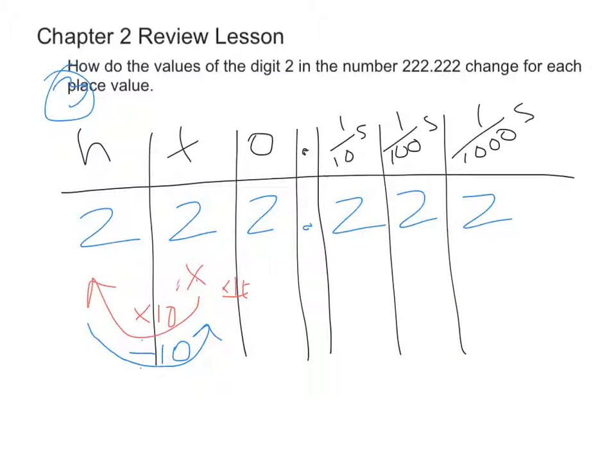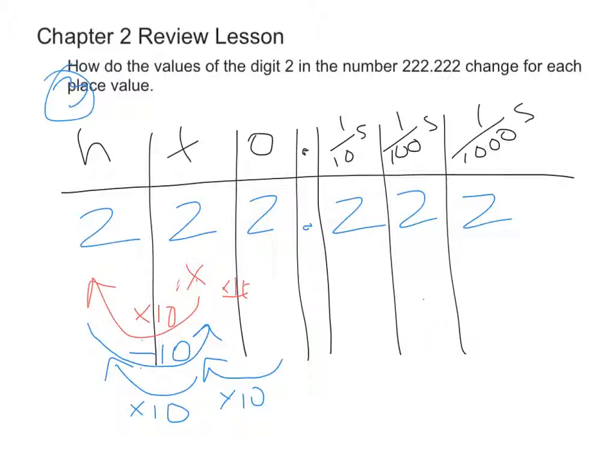Okay. So what I noticed was every place to the left was 10 times greater than the place before. Or if I went the opposite direction, I guess 10 times less. Now, is that true over to the right of the decimal? Well, let's think about it.